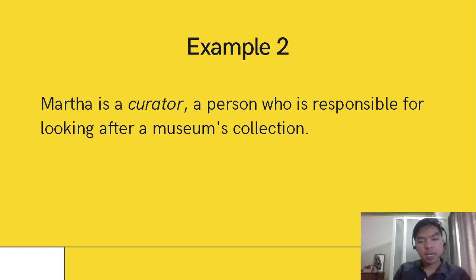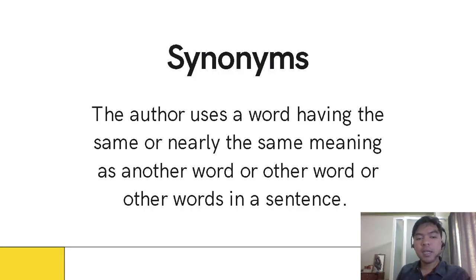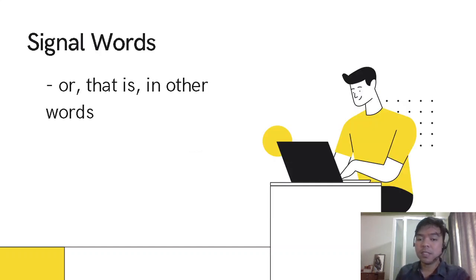Okay? Good. Next we have synonyms. Synonyms in context clues is where the author uses a word with the same or nearly the same meaning as another word or other words in a sentence. So again, when you say synonyms, it has almost the exact same or similar definition or meaning of the unfamiliar word. So here are some signal words: when you see the words or, that is, in other words, this is already an indicator that the author is using synonyms as their context clues.